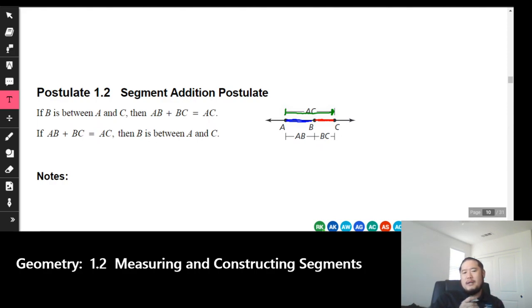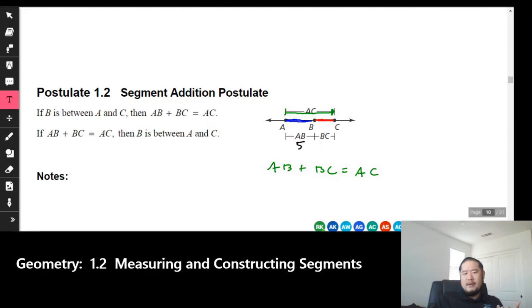Now I stress this because you have to be able to know how to come up with the equation. Once again, if you take AB plus BC, that's equal to AC. Set it up on your homework and then solve to find the missing piece. That's why I'm saying it's important. When I want to see your work for this, I want to see, can you set up the equation, and then can you solve for whatever segment they're asking you for.